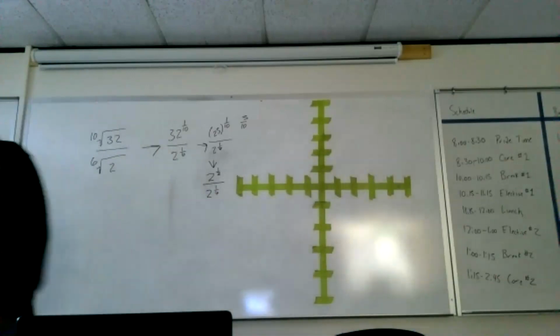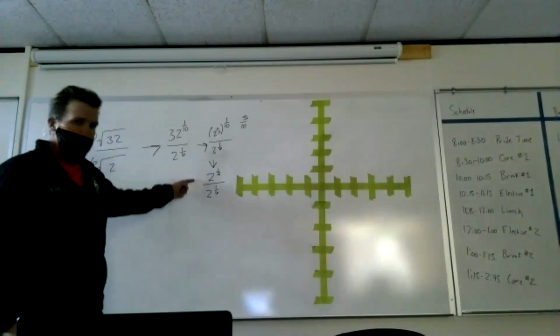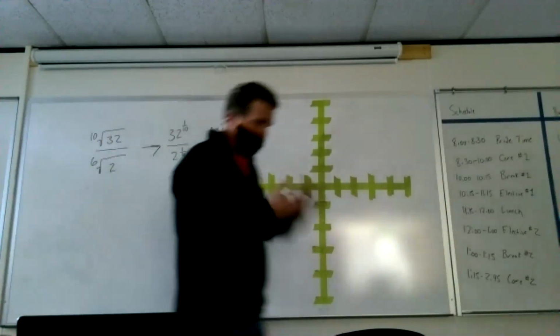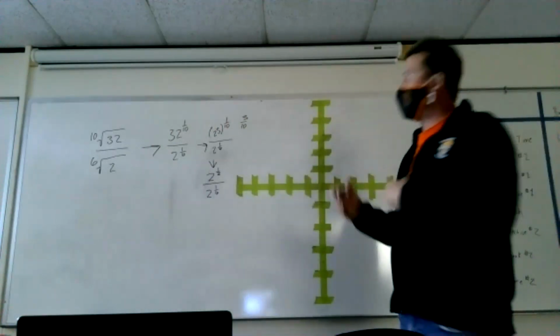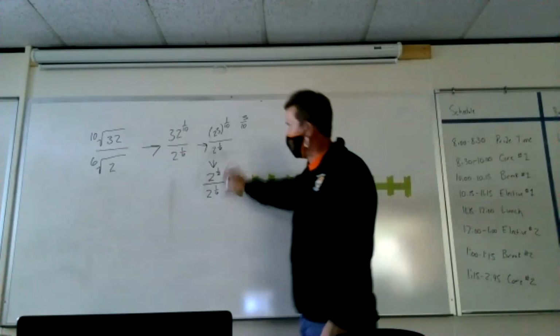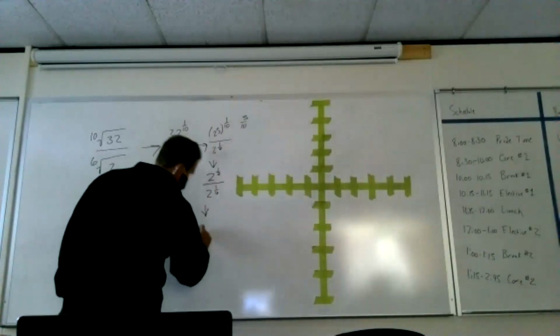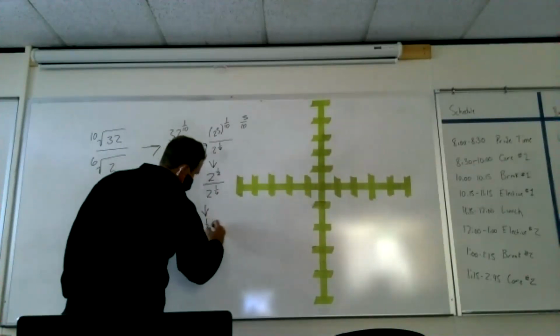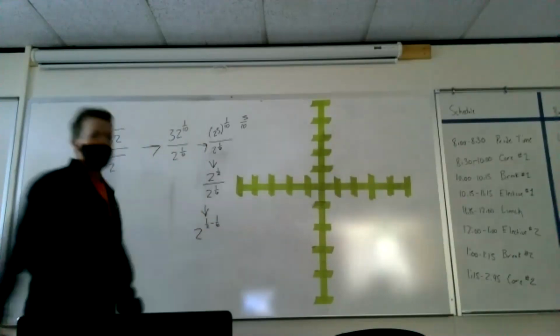Okay. Now at this point, I have the same base. The key is I have the same base and I'm dividing them. They both have exponents. From the properties that we discussed at the beginning of class, this tells me I can subtract these exponents. My answer is 2 to the 1/2 minus 1/6 as an exponent.